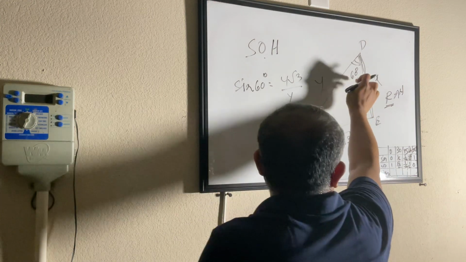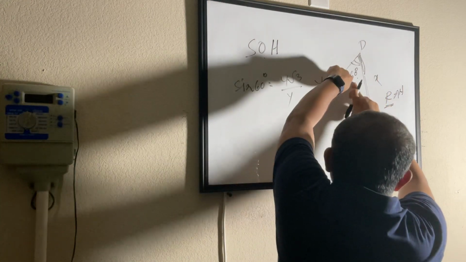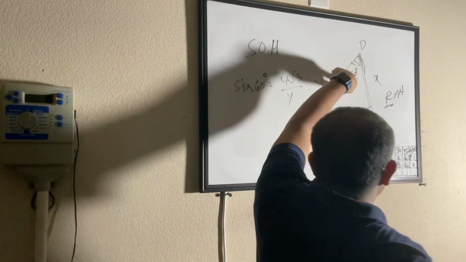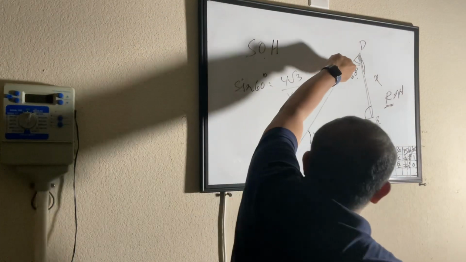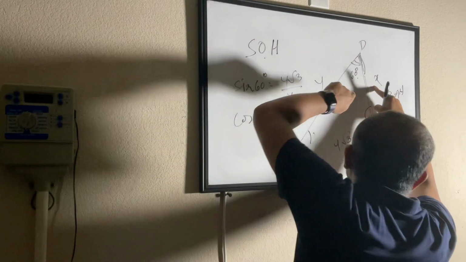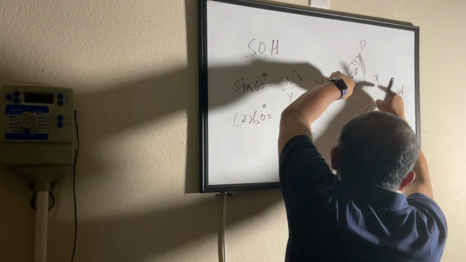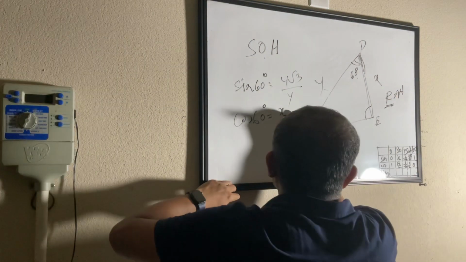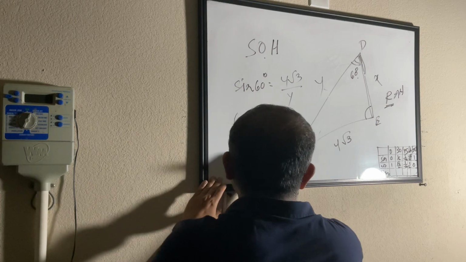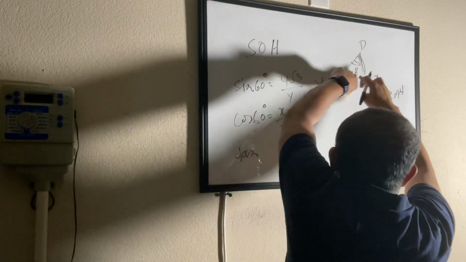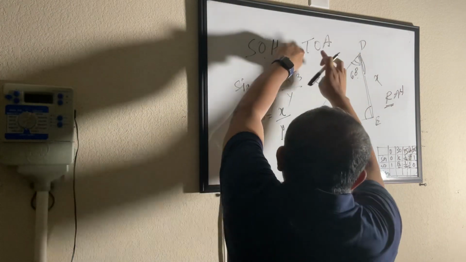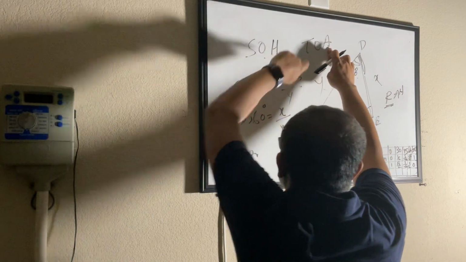Cos of 60 degree, again, for this angle, the opposite side is this one, adjacent side is this one. So when I'm talking about cos of this angle, I'm talking about this adjacent side divided by y. When I'm talking about tan of this angle, I'm talking about the opposite to adjacent. Tan is opposite side by adjacent side.